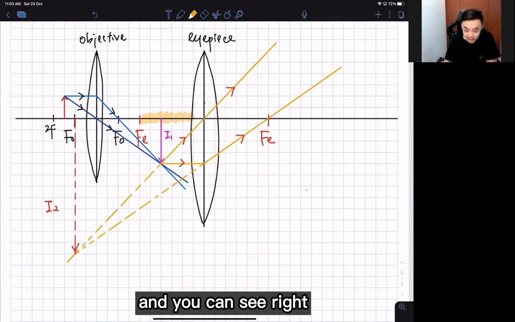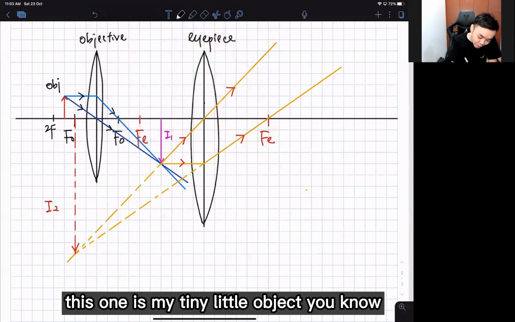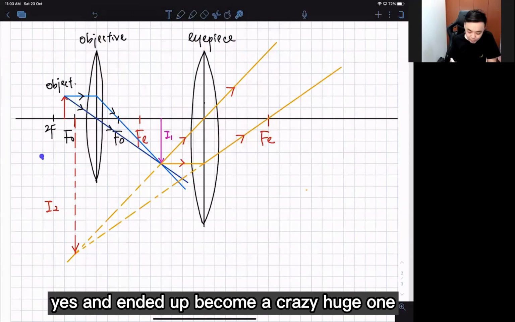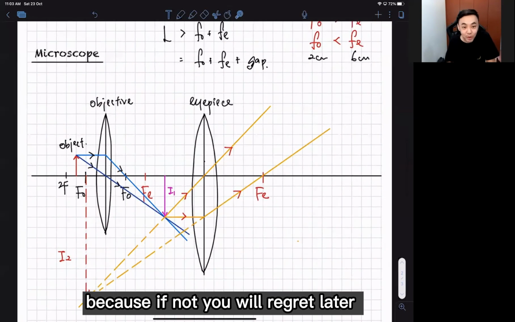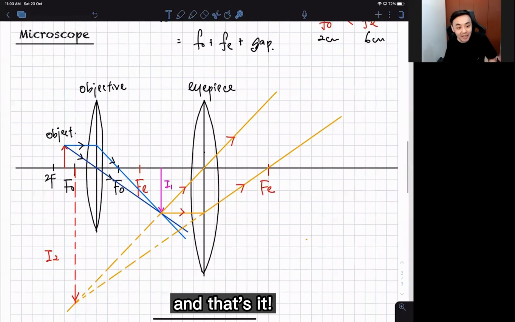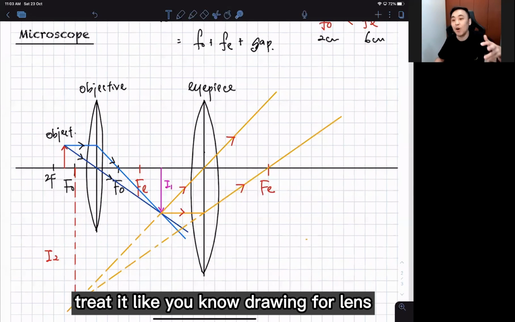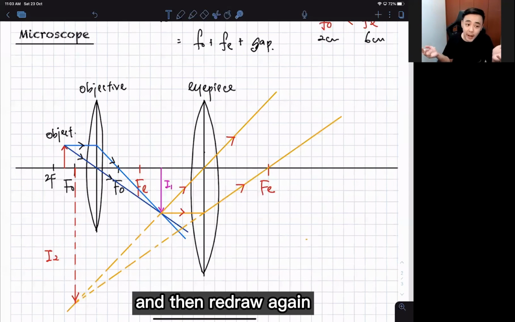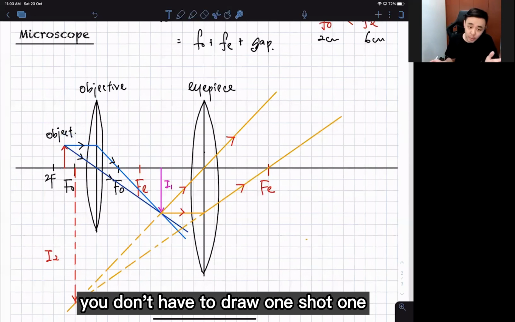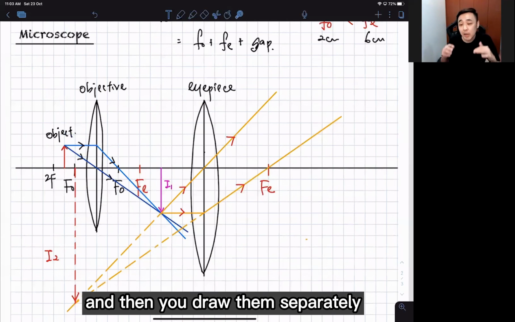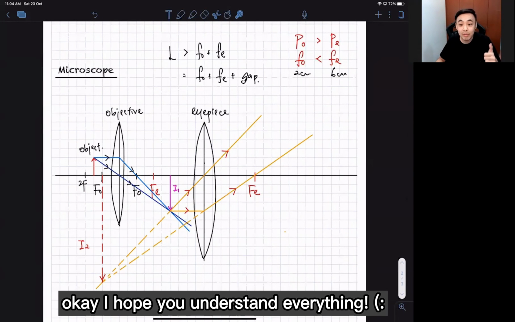And you can see, look, originally this is my object. This is my tiny little object, and then it ended up becoming a crazy huge one. That's why I want you to make it small, because if not, you'll regret it later. And that's it. This is the drawing for a microscope. Treat it like drawing for a lens, and then you draw again. You draw one, and then draw two. You don't have to draw it in one shot. Just treat it like two lenses, draw them separately, and that is your drawing. All good. I hope you understand everything.